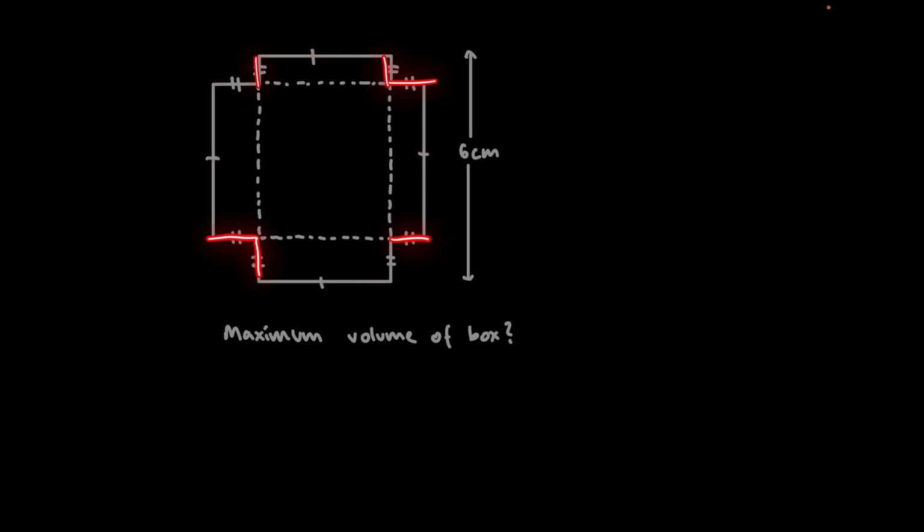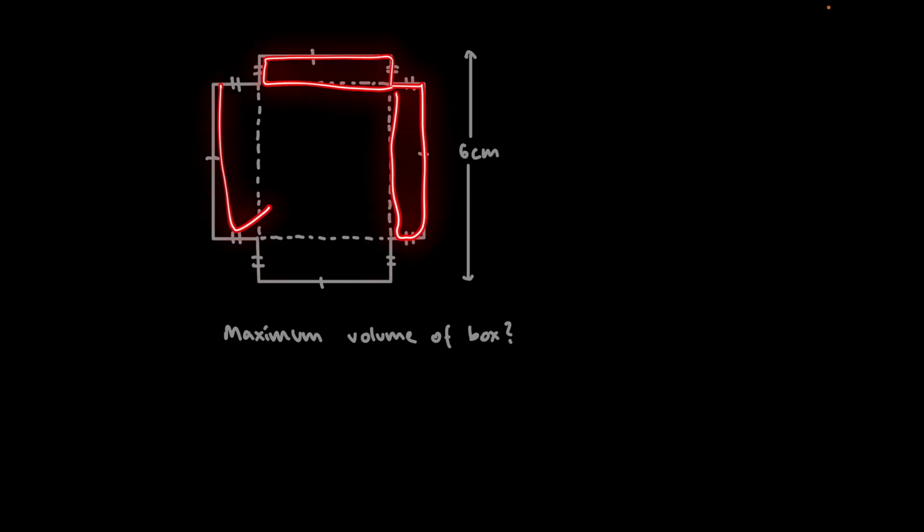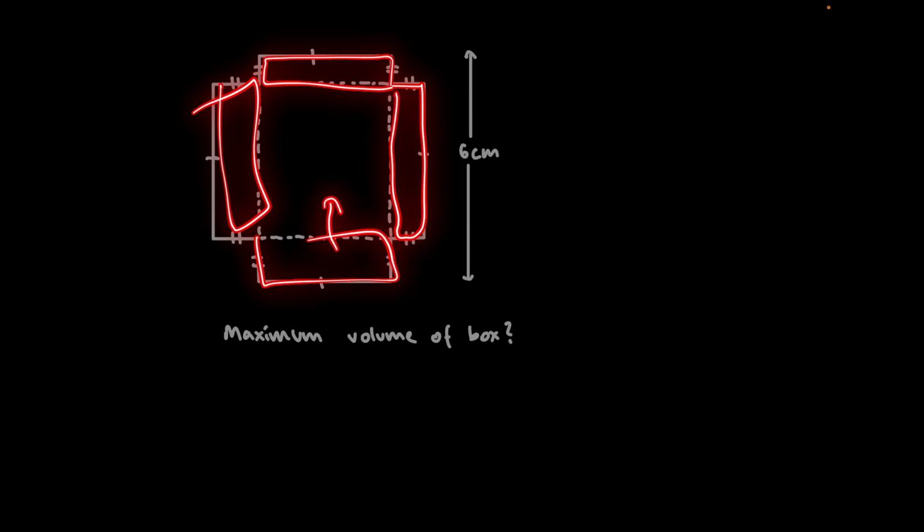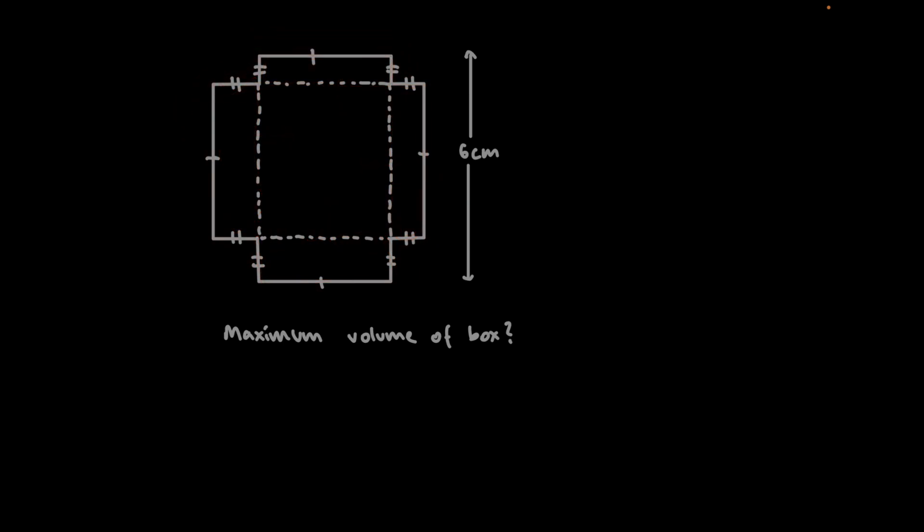We have cut out these notches in the metal, and then what we can do is fold up these rectangular pieces upwards. So we can fold them up like such and we can get a box. Our goal is to first work out an equation for the volume of this box, and then hence work out what is the maximum volume that this box can occupy. And the way I'm going to do this is I'm going to label the length of each of these notches as x centimeters.